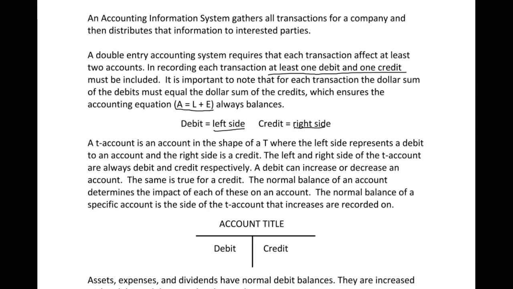All right, so if you look at a T account, I'll just draw a line here. A T account is an account in the shape of a T where this left side represents a debit to an account and the right side is a credit. All right, so that's pretty straightforward.